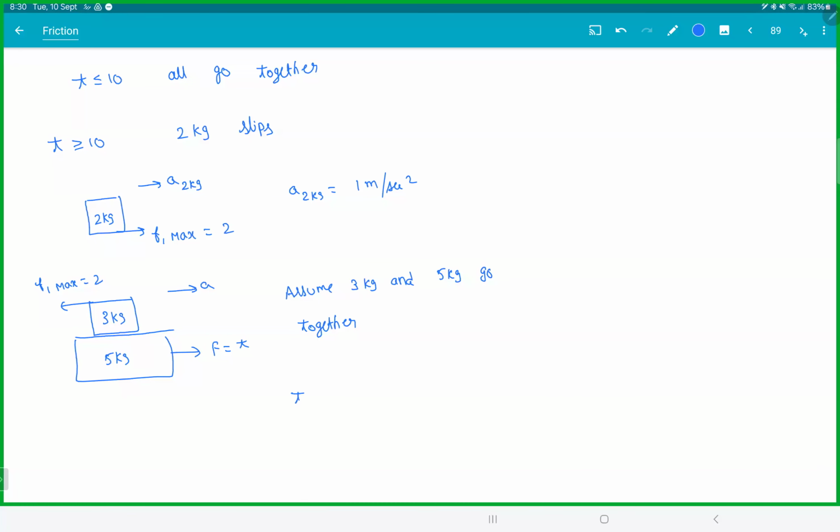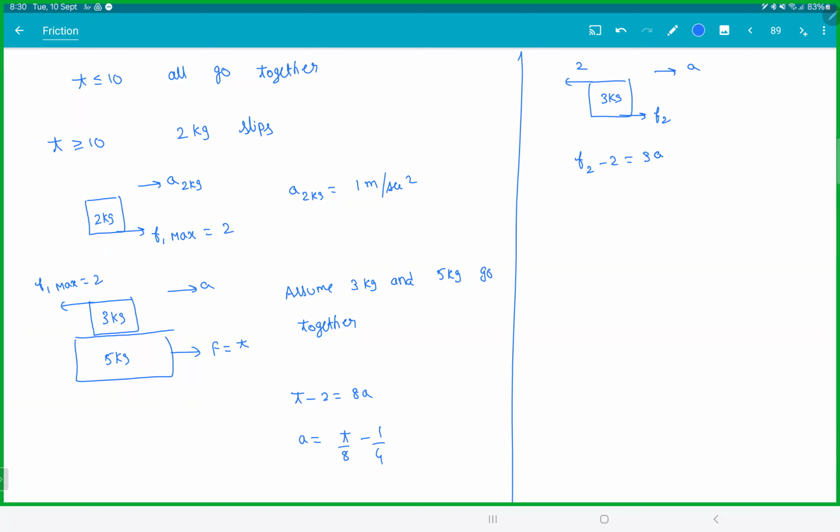Both are going together. So T minus 2 is equal to 8a. So we get acceleration is equal to T by 8 minus 1 by 4. Choose any one block. I will take the 3 kg block. This will be F2 and this will be 2 and this is the acceleration. So F2 minus 2 is equal to 3a. We get F2 is equal to 2 plus 3T by 8 minus 3 by 4.